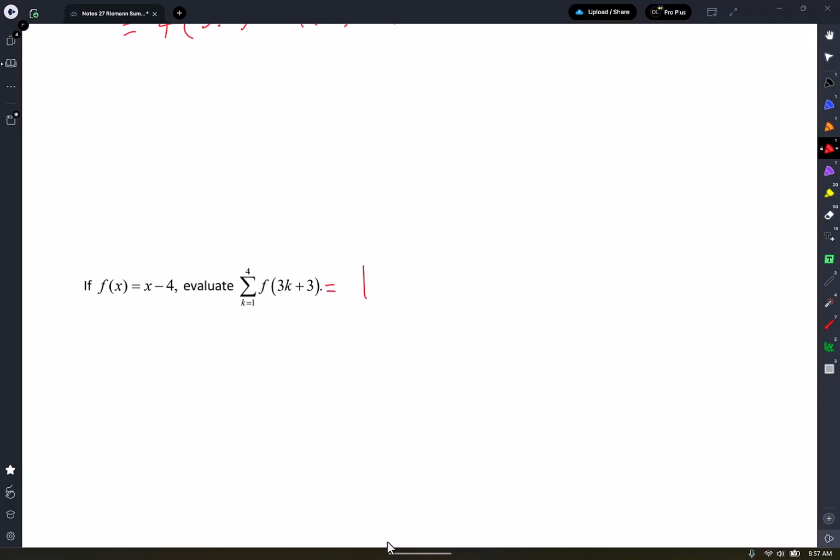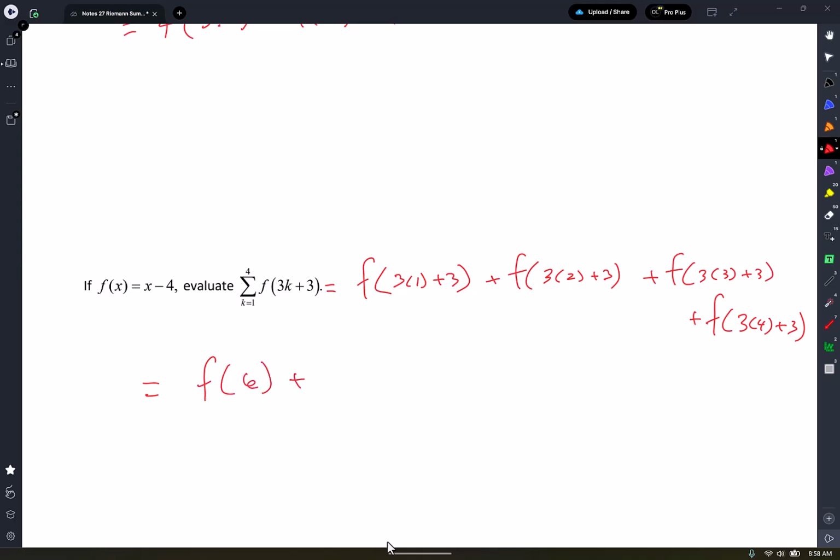This is equal to f of, I'm going to start at 1. So 3 times 1 plus 3 plus f of 3 times 2 plus 3 plus f of 3 times 3 plus 3 plus f of 3 times 4 plus 3. Let's see what that is. f of 3 plus 3, that's 6. f of 3 times 2 is 6 plus 3 is 9. Plus f of 3 times 3 is 9 plus 3 is 12. So it's going to just be going up by 3. 6, 9, 12. Plus f of 3 times 4 is 12 plus 3 is 15. And that's it.